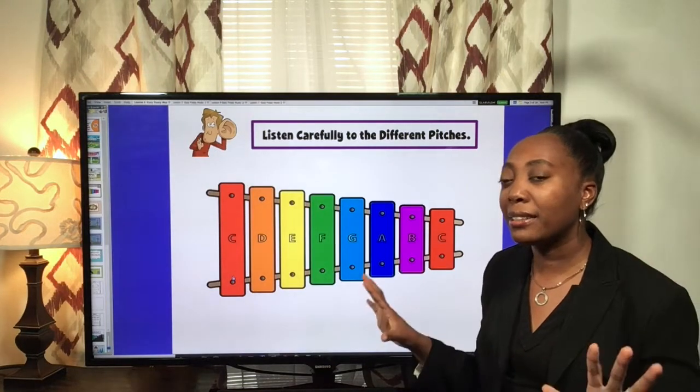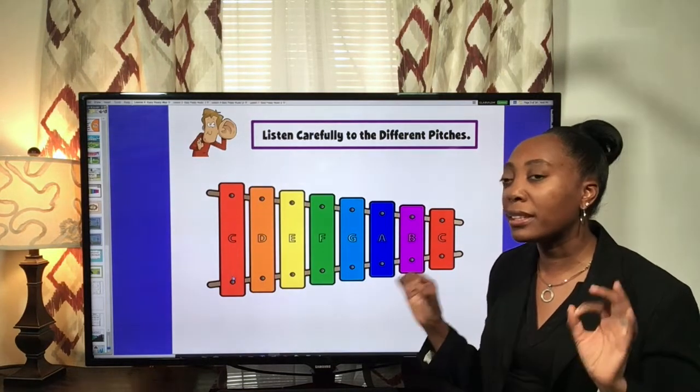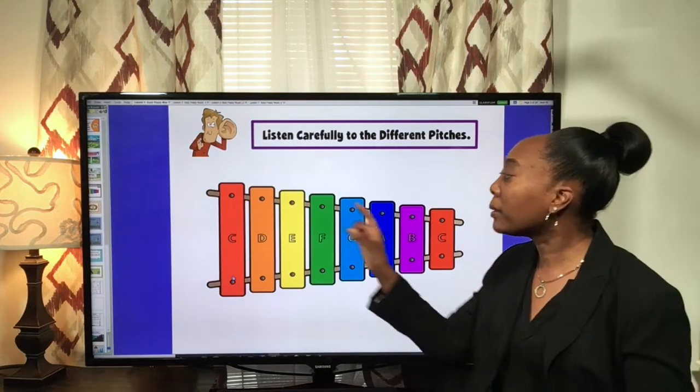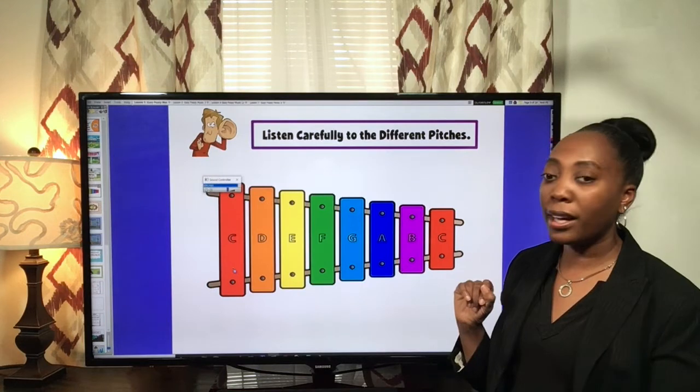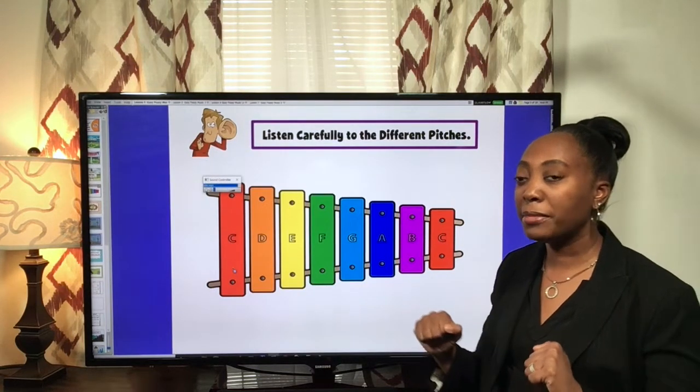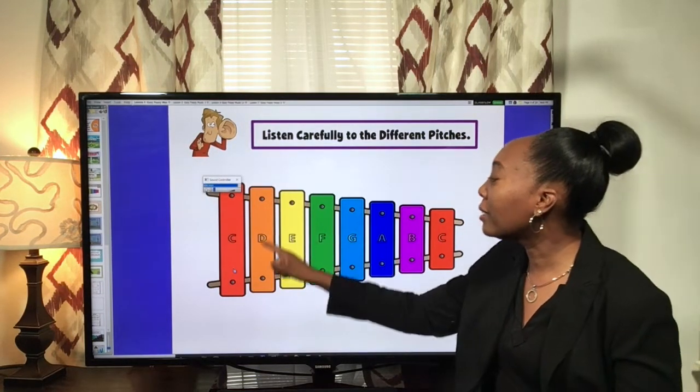But let's listen now. So put on your listening ears and let's really dive closely. So let's listen to this long bar that's red. Wow. You can kind of hum it. Let's listen to the next one.